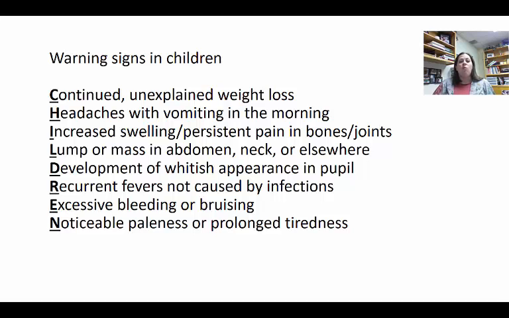Development of a whitish appearance in their pupil, because your pupil is supposed to be dark. If it has a whitish appearance, that's sometimes a precursor to a potential cancer in the eye. Recurrent fevers not caused by infection. They can't find that they have any kind of infection, but they keep having fevers. Excessive bleeding or bruising, and noticeable paleness or prolonged tiredness. And again, kids will get tired. Kids may appear pale, but if this is persistent, it's longer term, this is an issue. All right, so these are some warning signs potentially in children.